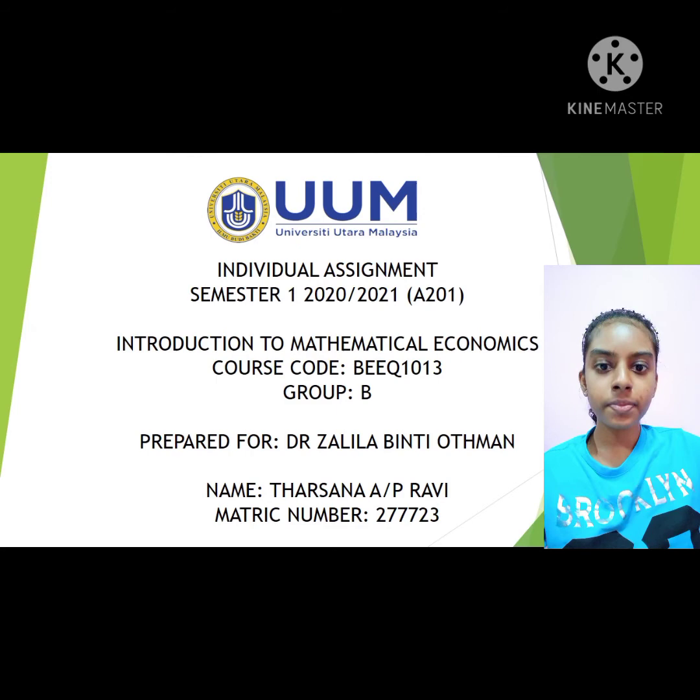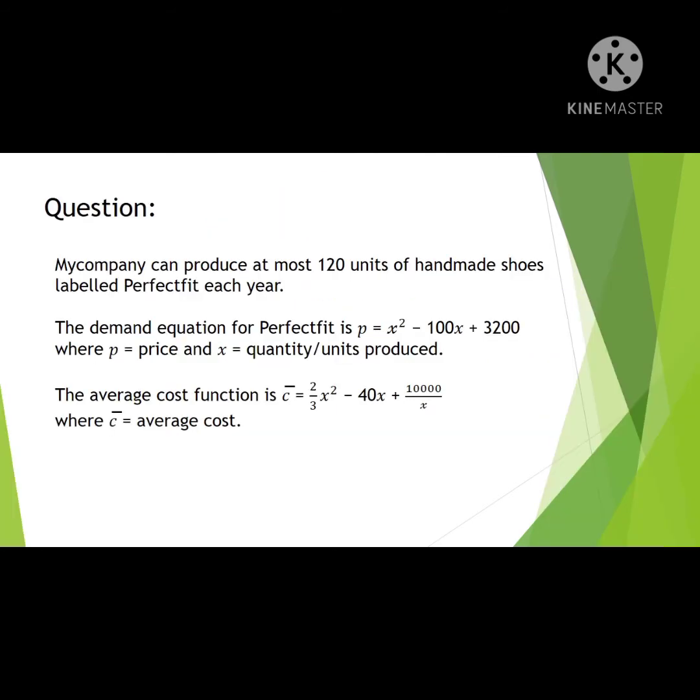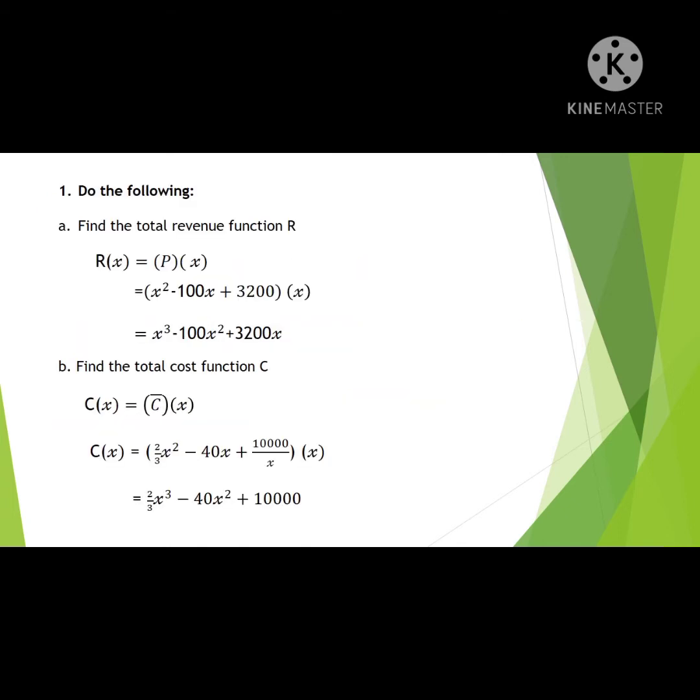The question given is, my company can produce at most 120 units of handmade shoes labeled Perfect Fit each year. The demand equation for Perfect Fit is P equals x squared minus 100x plus 3200, where P is price and x is the quantity produced. The average cost function is also given, which is 2/3 x squared minus 40x plus 100,000 over x. In this question, there are two sections.